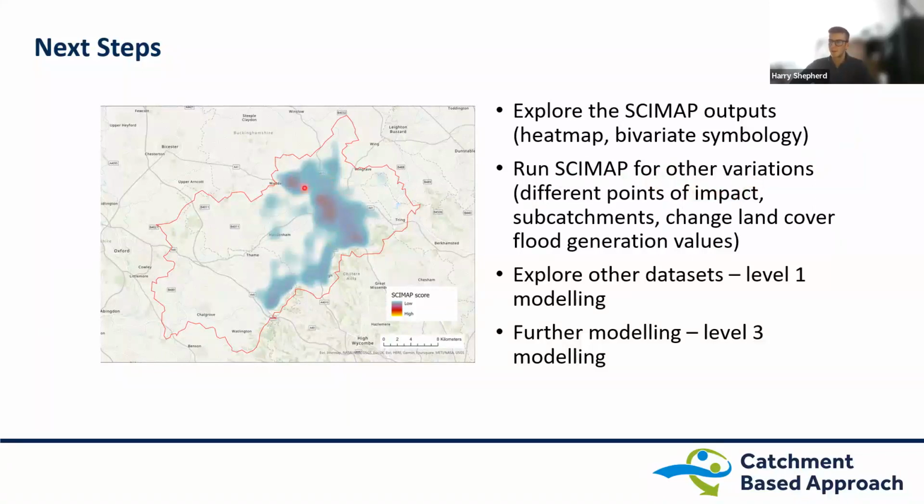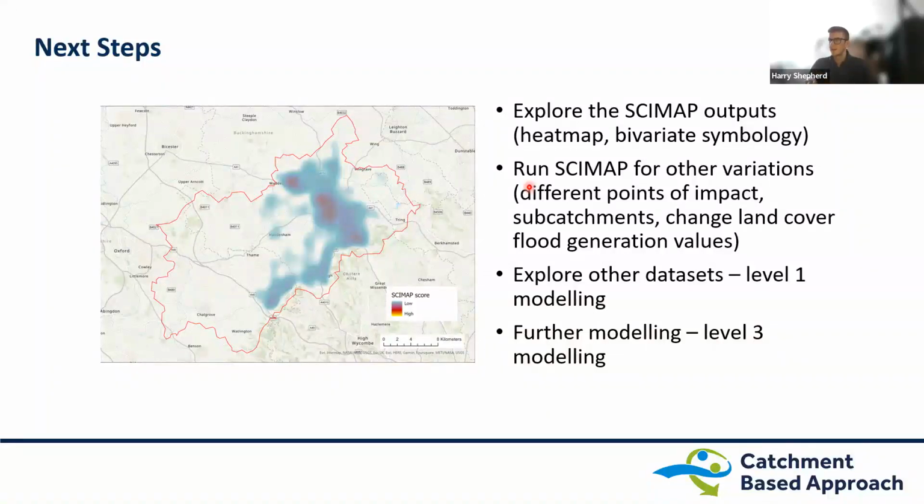This heat map helps you identify larger areas that have big chunks of high scores in the output. So rather than looking field by field, you can look at rougher areas, and changing the symbology might also help you identify other places. I've talked about running SCIMAP for other variations, using different impact points and different combinations, or just individual impact points. Then you might also look at sub-catchments, maybe run those in a higher resolution because they take less processing.